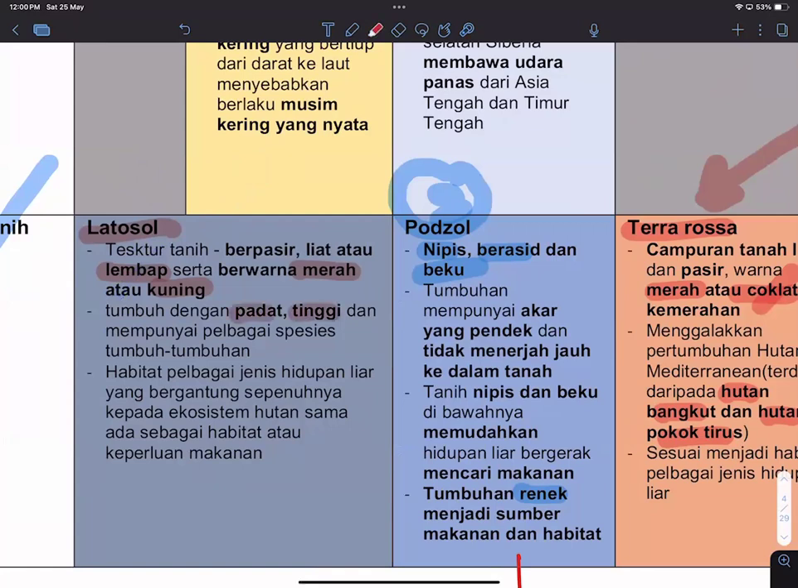Rapat and tinggi, which means padan. They are able to close to each other because they have enough subur tanah yang subur, they have enough sunlight, they have a lot of rainwater. So that's why even though they're trying to grow to each other, still able to grow tall.